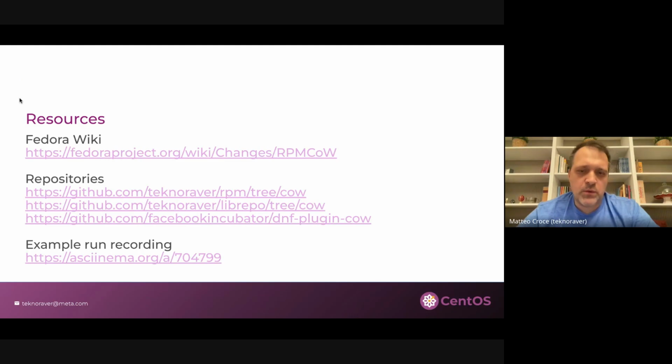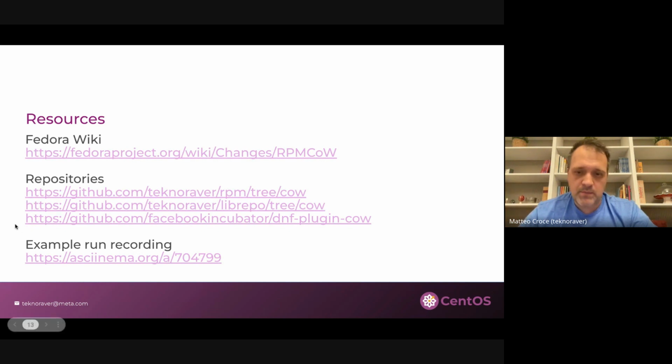We have a wiki page on Fedora with a more detailed description of what CoW is and how it works. There are three repositories. The first one is RPM itself with the RPM code. I want to note that most of the code in RPM is in a separate plugin called rpm-plugin-reflink, just to keep the code simpler. The other repos are librepo, which is the library to handle the DNF repository.